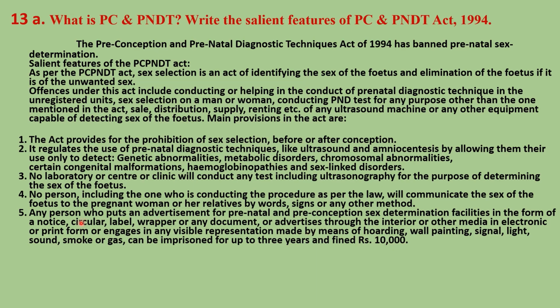Any person who puts out advertisements for prenatal and preconception sex determination facilities in the form of a notice, circular, label, wrapper, or any document, or advertises through the interior or other media in electronic or print form, or engages in any visible representation made by means of hoarding, wall painting, signal, light, sound, smoke, or gas, can be imprisoned for up to 3 years and fined up to rupees 10,000.